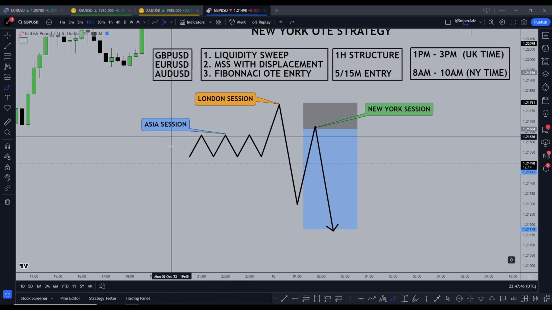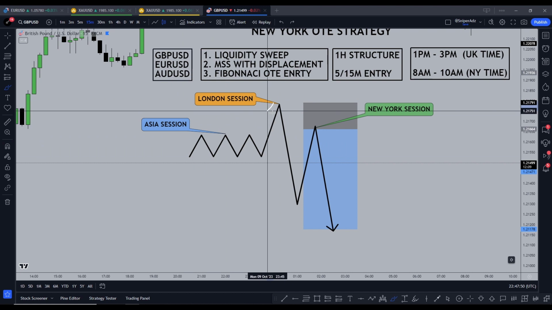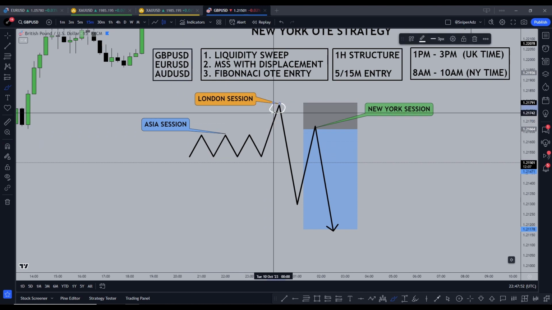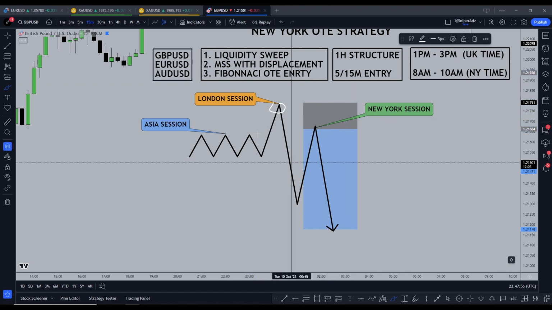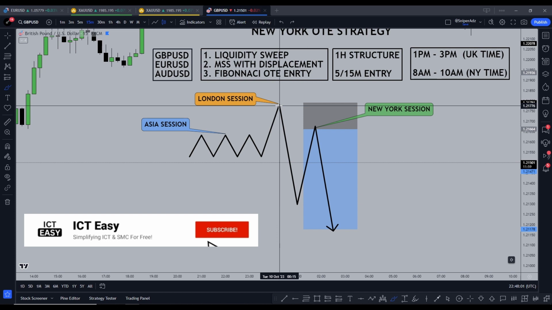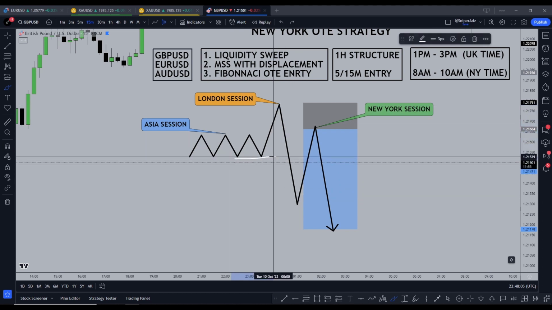With that being said, in the Asian session, we're going to be looking for it to create some liquidity. We're going to wait for the London session to open up and liquidate these previous orders, these highs for this sell model. We're going to look for these previous highs getting taken out, and then in that same move, we want to see the London session continue the momentum into the downside, breaking levels of structure.